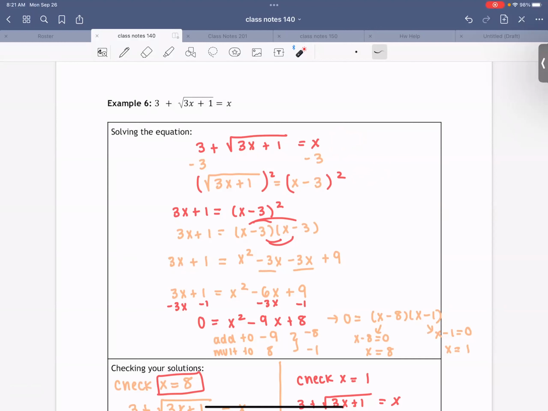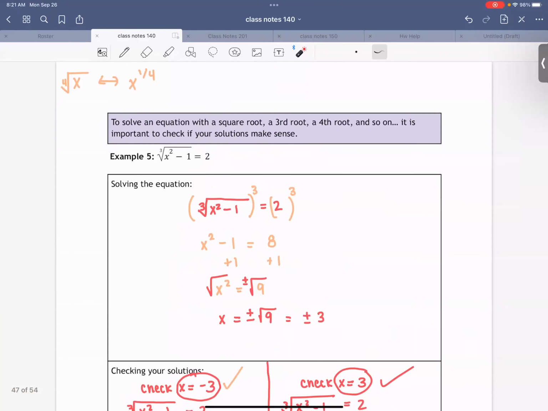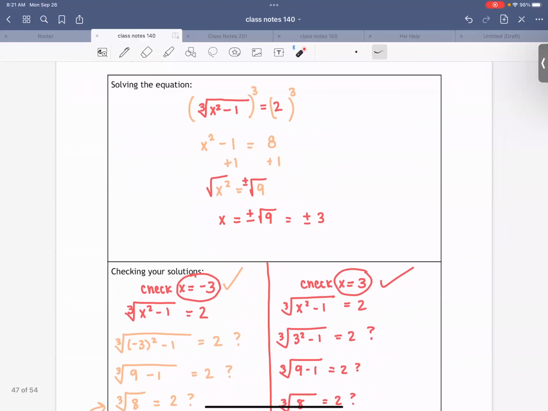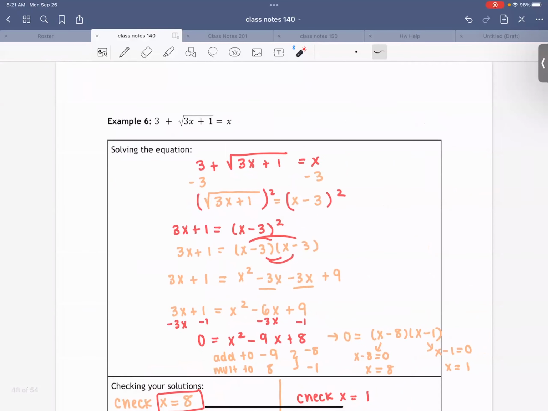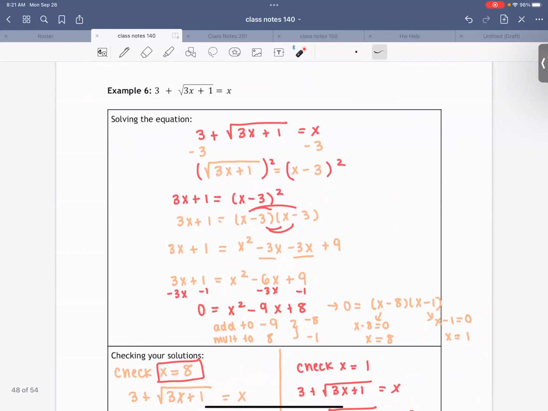Okay. All right. Now let's talk about example 6. This one had a square root. Example 5 had a cube root. Now I will tell you, if I ever give you a cube root or a 5th root or a 7th root or an 11th root, all the solutions always work out. The only time you have to actually check to see if your solutions work is if you have a square root, a 4th root, an 8th root, a 12th root. Anyone kind of realize the pattern here? Even roots, right?